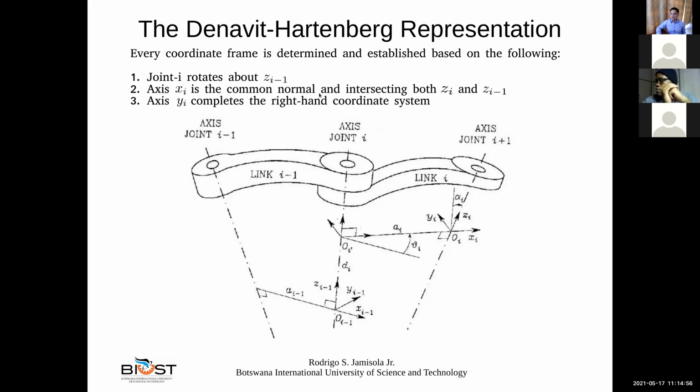Then we follow this convention about how Xi is to be the common normal of both ZI and ZI minus 1. We mentioned that from last meeting. And Yi, we don't need to show Yi because it's just a coordinate that completes the right-hand rule. It's not very critical in terms of determining how the origin of each frame is identified. So all we need to identify in this DH convention is the critical Z axis as well as the X axis, or the ZI axis and the XI axis. Yi, you can show it, or you can choose not to show it.